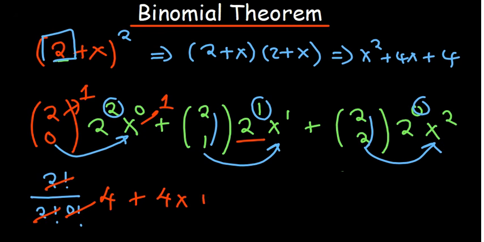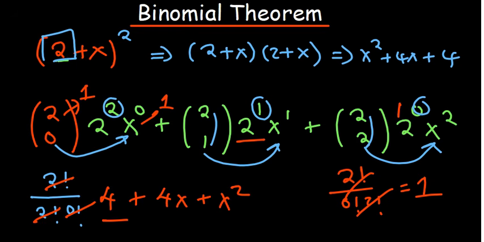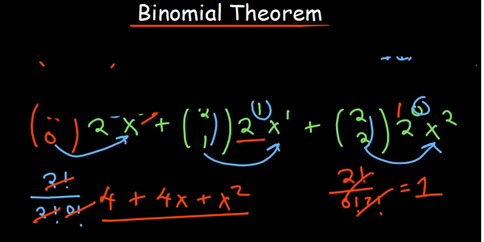And then for the last part, 2 choose 2 is the same as 2 factorial, 2 minus 2 is 0 factorial, and then 2 factorial. This also becomes equal to a 1. It will always be equal to 1. So we have 1 times 2 to the power 0 is a 1 as well, so you just have x squared. So this guy is matching up with that part. Okay, so that's the way the binomial theorem basically works when it comes to expansions.